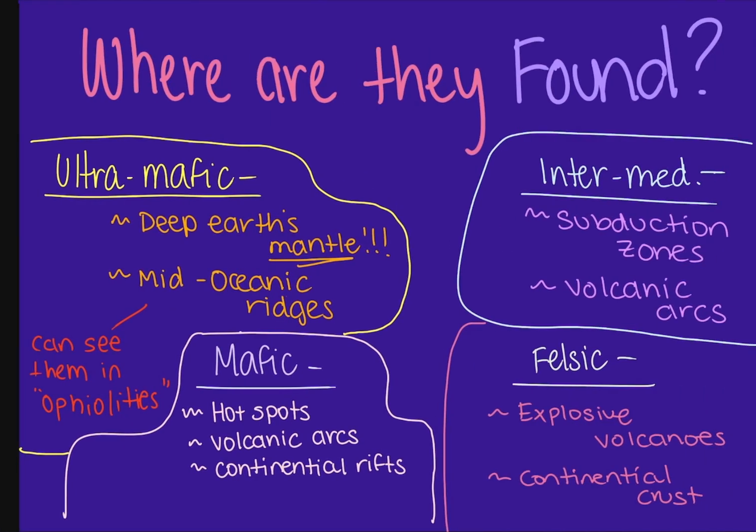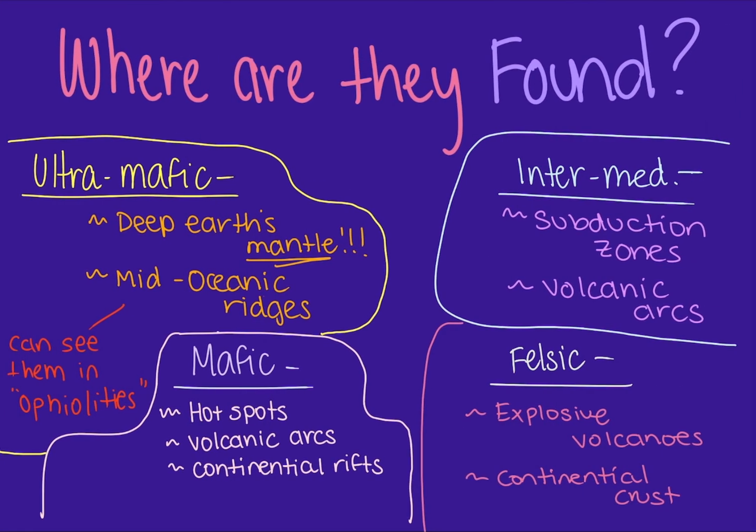As you can tell, obsidian has more of a glassy color to it. Now, where can they be found? A few areas where you can find these types of rocks are deep in the Earth's mantle, ultramafic, and you can see ultramafic and ophiolites. Now, for the mafic rocks, they can be found near hotspots where there are a lot of volcanoes, a lot of activity. Intermediate rocks can be near subduction zones and volcanic zones.